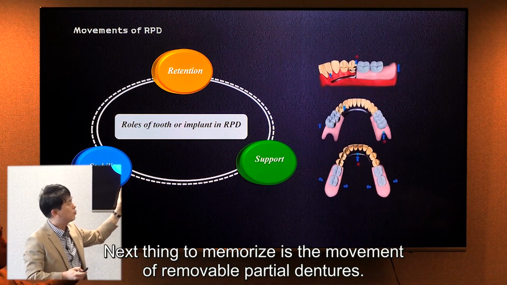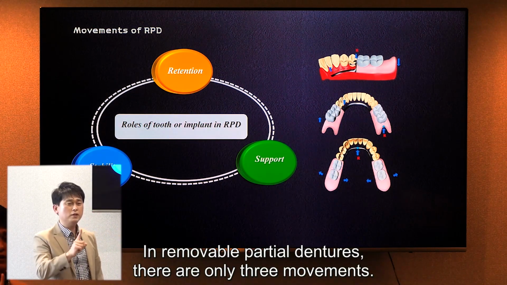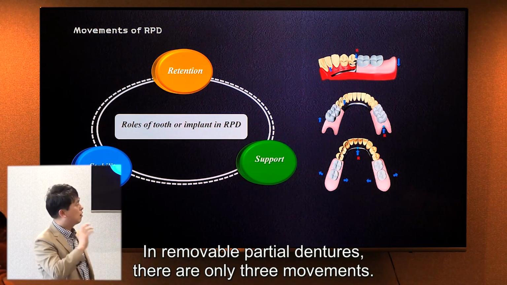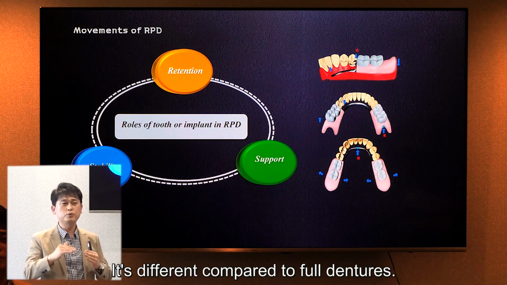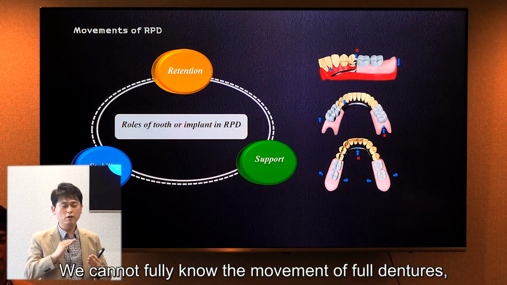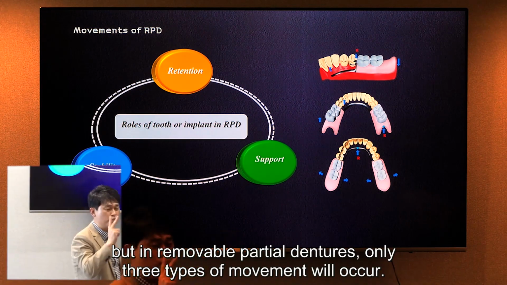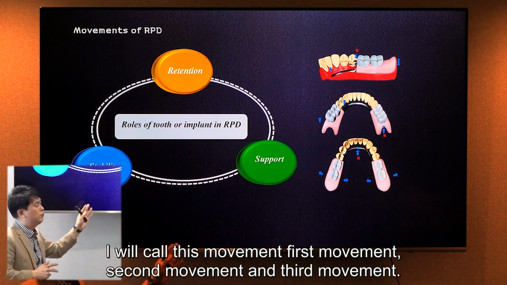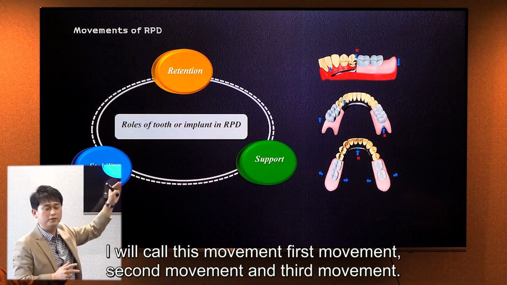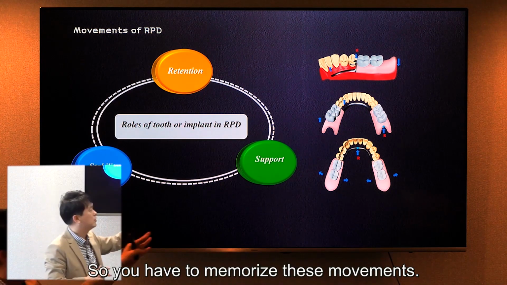Next to memorize is the movement of the removable partial denture. In a removable partial denture, there are only three movements. It's different from the full denture. We cannot know the movement of a full denture, but in a removable partial denture, only three movements will occur. I will call them the first movement, second movement, and third movement. You have to memorize these movements.